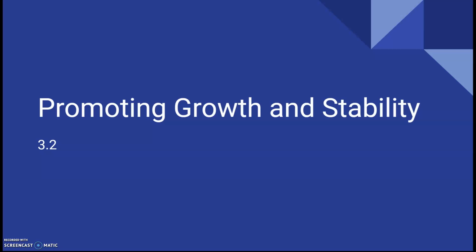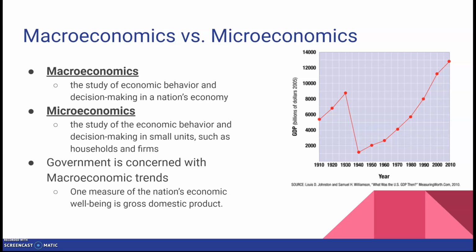Okay, so today we're talking about promoting growth and stability. The biggest thing to talk about within economics is that we have macro and micro. Macro meaning the large, micro meaning the smaller. With that in mind, macroeconomics studies our entire economy as a whole, where microeconomics might just be households, firms, or one system like the farming industry or oil industry, things like that.